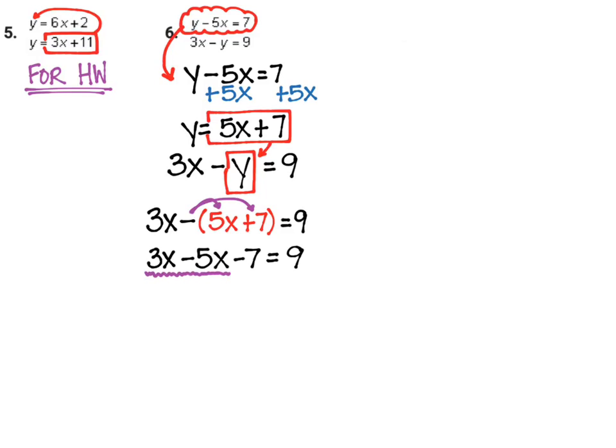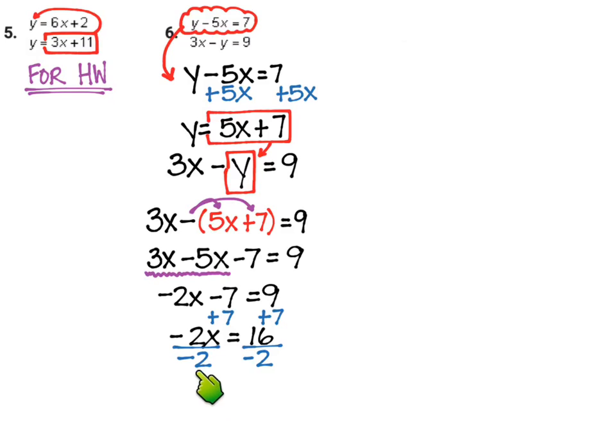We're going to collect like terms, so our 3x and our negative 5x. We're going to add 7 to both sides, and we get negative 2x equals 16. Dividing by negative 2, remember this was a negative here, so you're going to divide by negative 2 to get rid of the whole coefficient, and you end up with x equals negative 8.